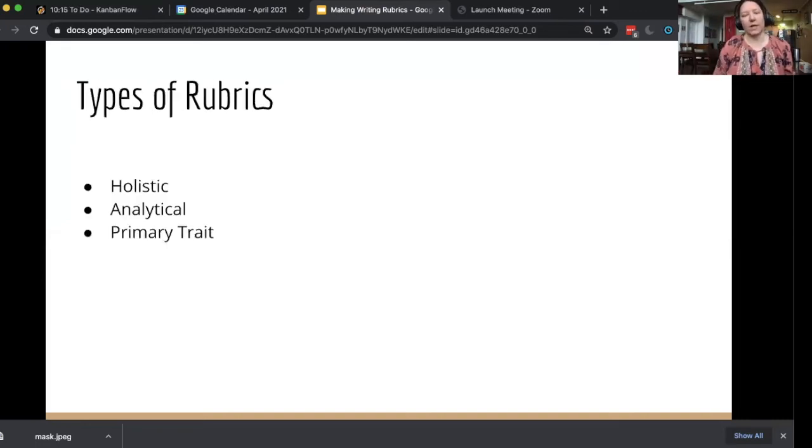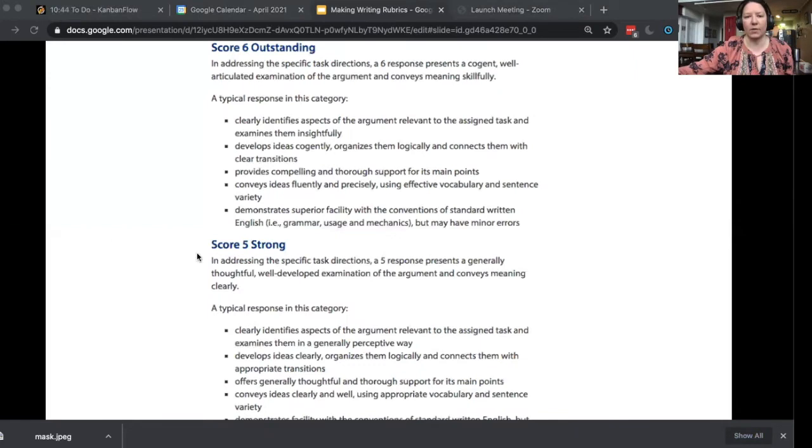There are, however, different types of writing rubrics. There are holistic rubrics, analytical rubrics, and primary trait rubrics. We're going to focus mostly on the analytical today. A holistic rubric would have an overall score, like a single point score. It could be an A or a B, an overall look at all the things that happen in the piece. So it's not by individual dimension. Instead, it's an overall holistic score.